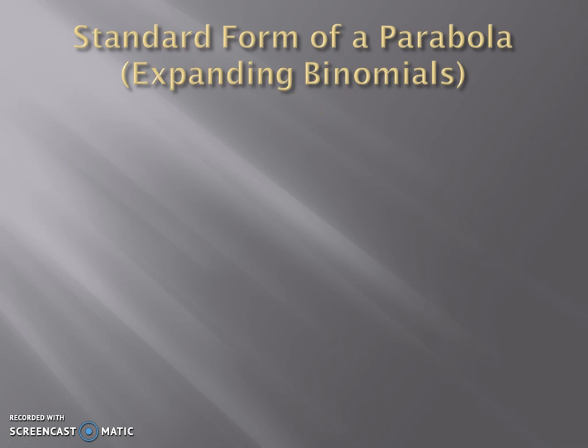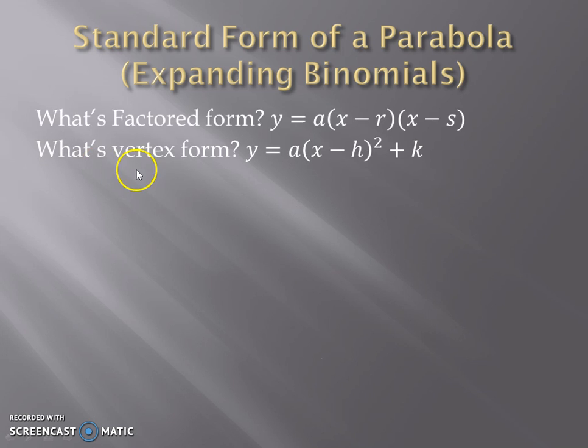For this video, you need to know what factored form and vertex form look like. And if you don't know, they look like this. Factored form is y equals a(x minus r)(x minus s). And vertex form is y equals a(x minus h) squared plus k. Now you need to remember that.